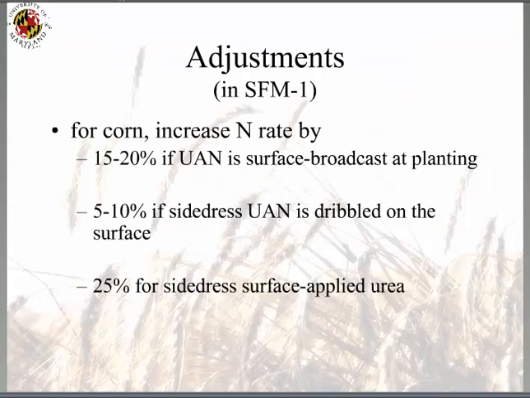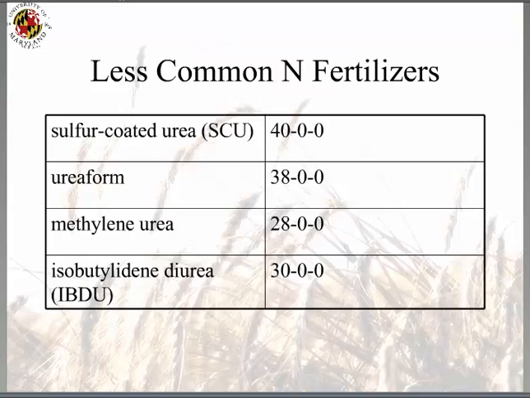There are actually some recommendation adjustments even in Soil Fertility 1, and that's the Mimeo that has all of the fertilizer recommendations for agronomic crops. Actually, there's a recommendation made to increase your rate by 15 to 20% if UAN is surface broadcast at planting. Increase it by 5 to 10% if sidedress N is dribbled on the surface, and a 25% increase for sidedress surface applied urea. So those adjustments take into account these volatilization losses that occur. Now there's some products out there now that can reduce the amount of volatilization, and I'll talk about those towards the end. There's also some less common nitrogen materials.